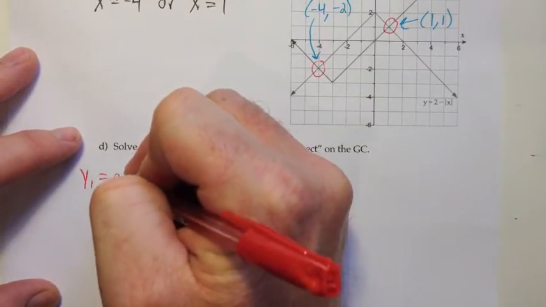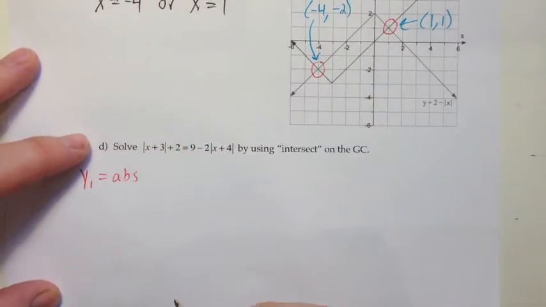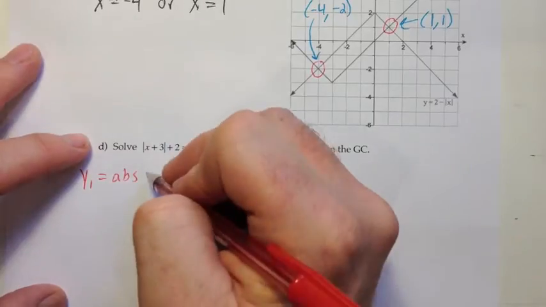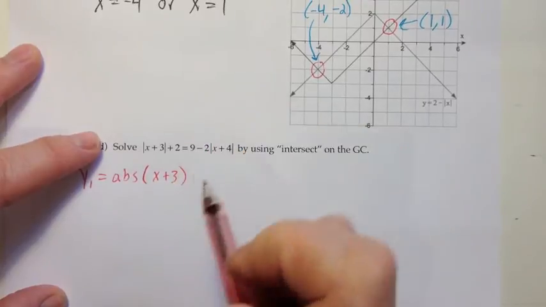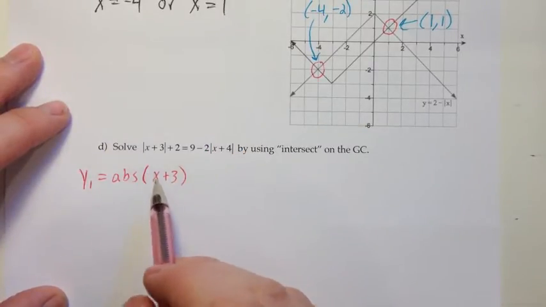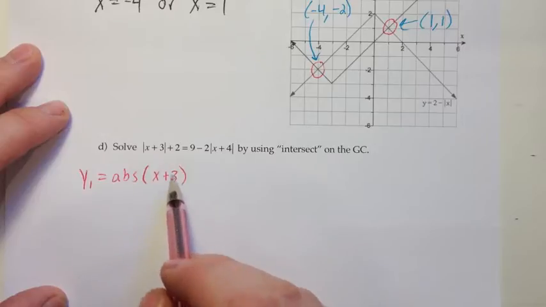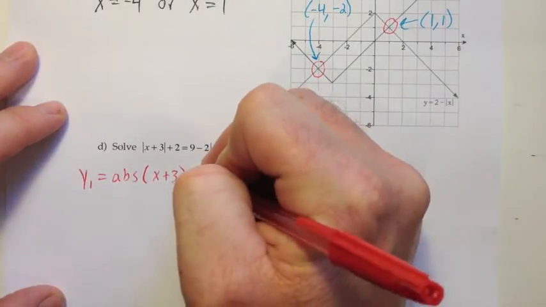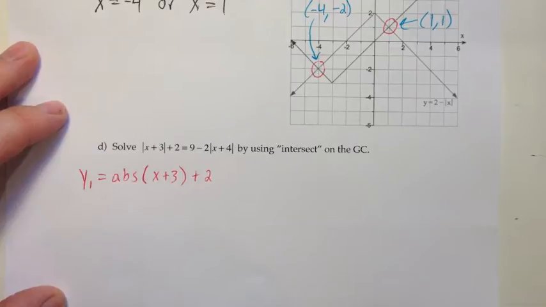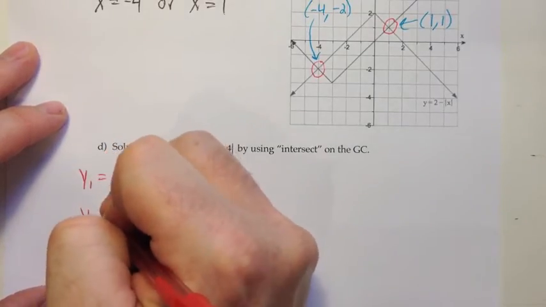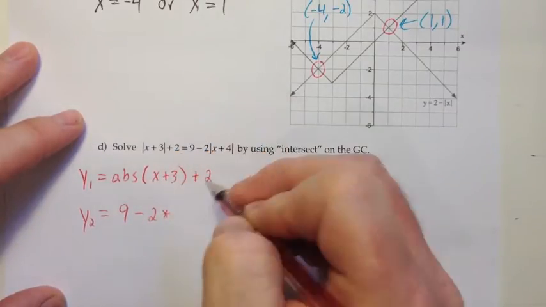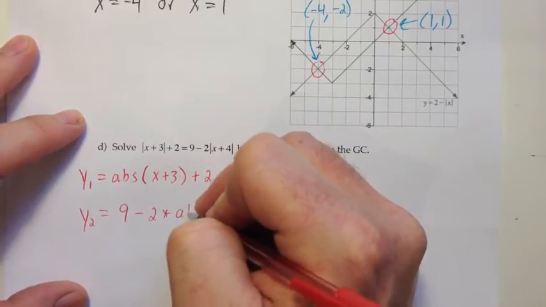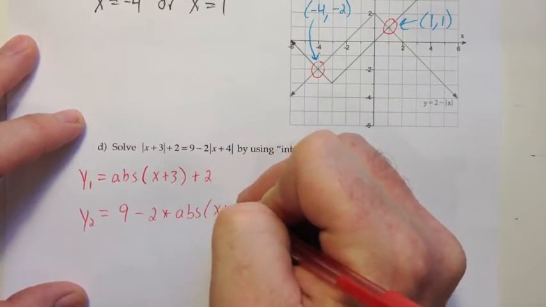What they have is a function that says ABS, which stands for absolute value, and instead of the lines, after the ABS you put parentheses. So when I put ABS parentheses x plus 3, that would be read as the absolute value of x plus 3. So y1 I want to be the ABS of x plus 3, and then the plus 2 is outside the absolute value. And then my other graph would be the right hand side, and that would be 9 minus 2 times the absolute value of x plus 4, so that'll be ABS x plus 4.